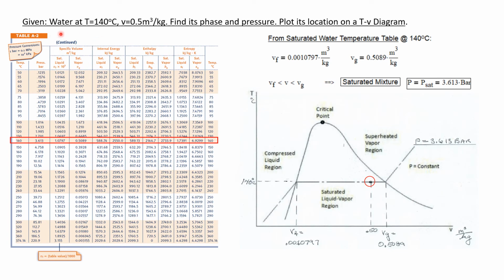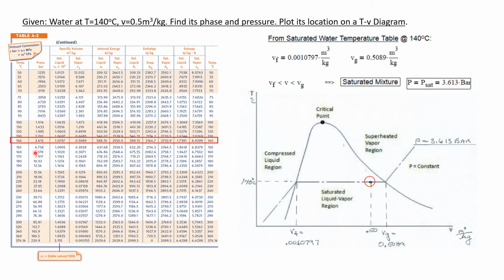Let's solve another problem. We're given that water is 140 degrees C and that its specific volume is 0.5 cubic meters per kilogram. So these two independent properties define the state. Notice that we're not given temperature and pressure this time. So we want to find out what phase this state exists in and also what the pressure is. And we want to plot it on a TV diagram.